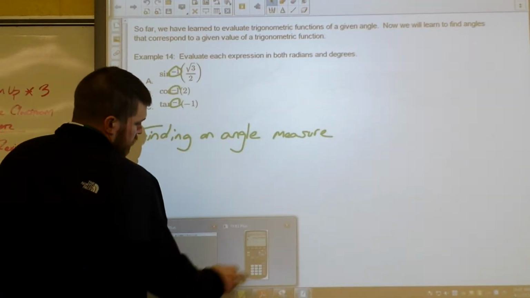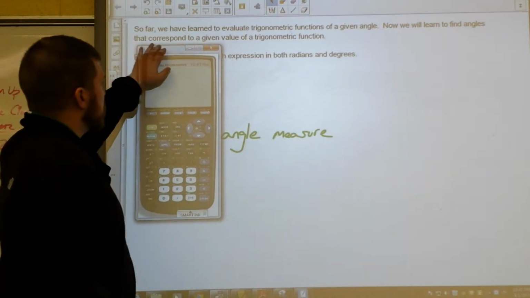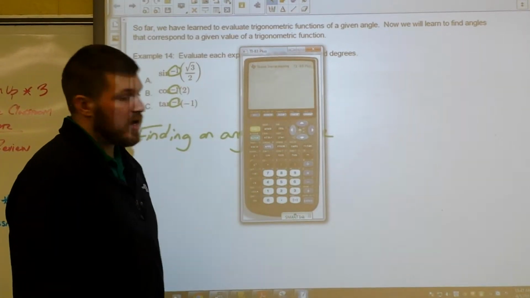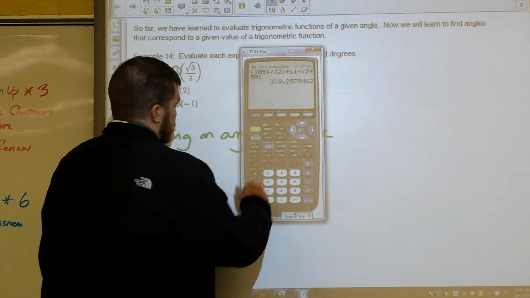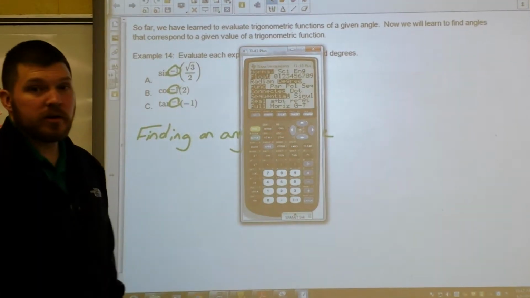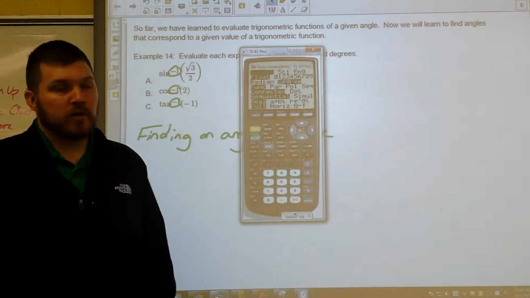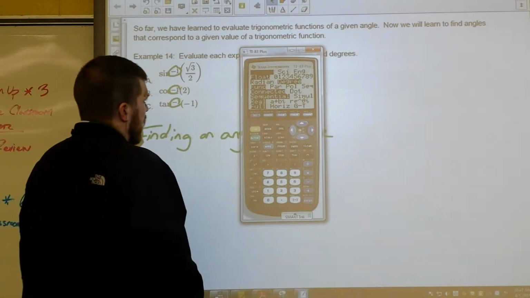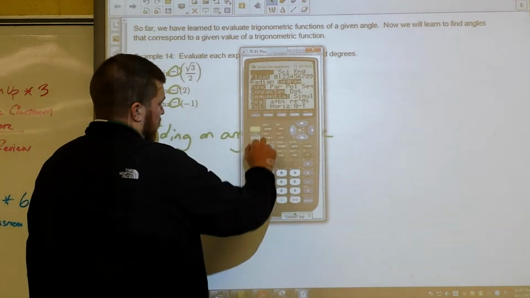Now, you do have a button for inverse sine, inverse cosine, inverse tangent. It's pretty easy to get to. Let's do the first one. And we're going to start off in degrees first. We'll go and do all three in degrees, and then go back and do all three in radians. Okay? So for part A, we're going to do in degrees. My calculator's in degree mode.